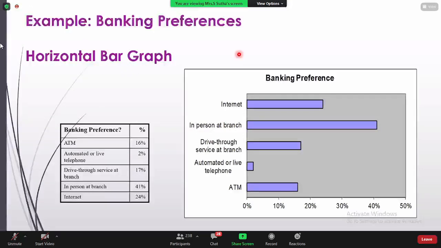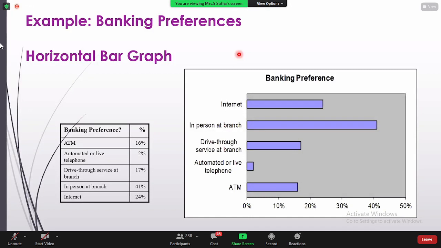Here the percent, what does the percentage say? The percentage says how many. What is the percentage of the customers who preferred ATM? What is the percentage of customers who preferred automated or live telephone? What is the percentage of customers who preferred drive-through service at branch? What is the percentage of the customers who preferred in-person at branch?